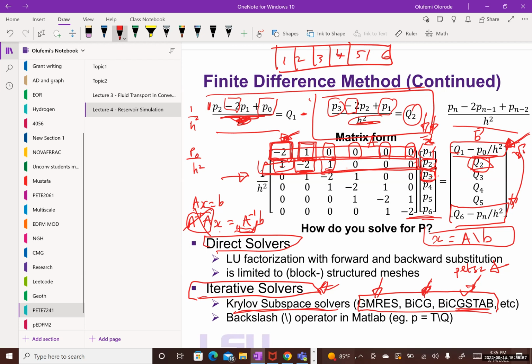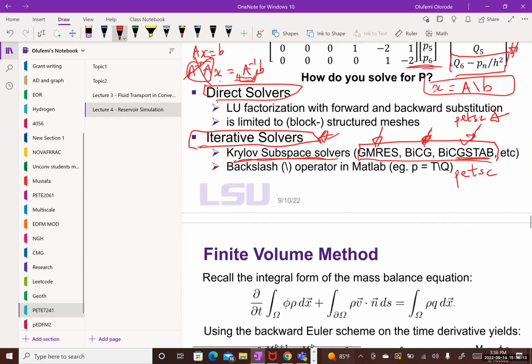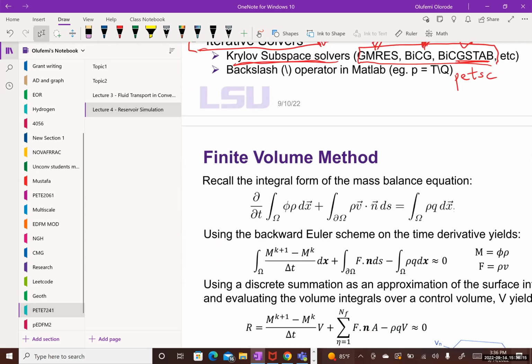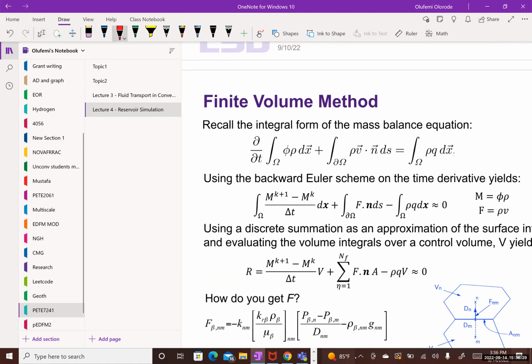PETSc. Parallel Extensible Toolkit for Scientific Computing. I think that's what it is. By which national lab is that? It's Argonne National Lab. Very powerful, very flexible. You can customize it. You can select different solvers at runtime. That's the power. So you can test different things and figure out the optimum solver for your problem.